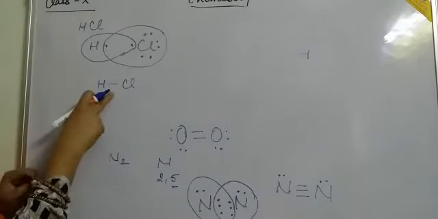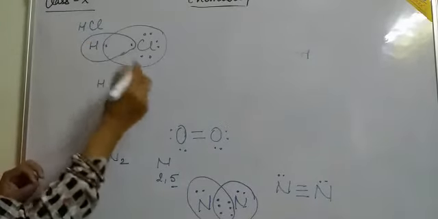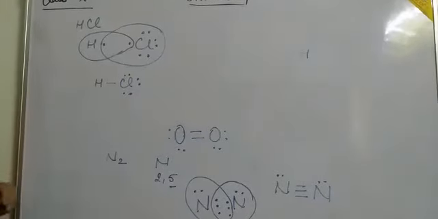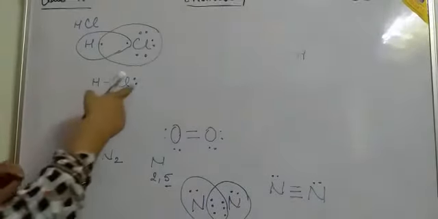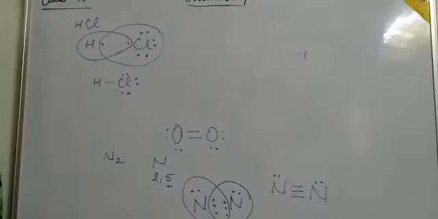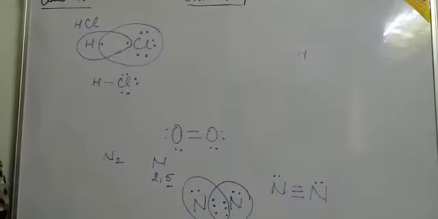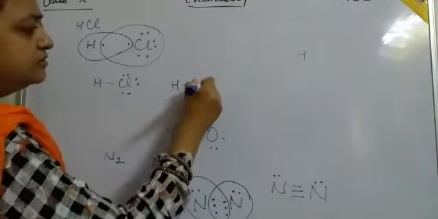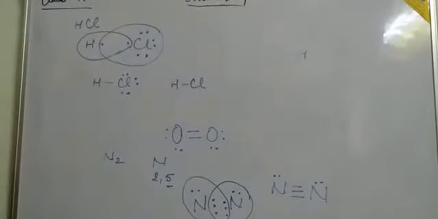This is a single covalent bond because there are only 2 electrons shared, and these are lone pairs of electrons. You need not always write it this way. You can write the structure of hydrochloric acid like this also.